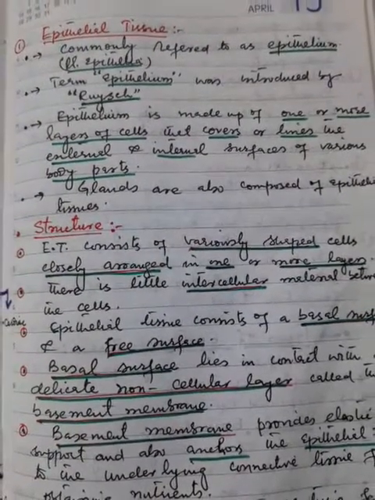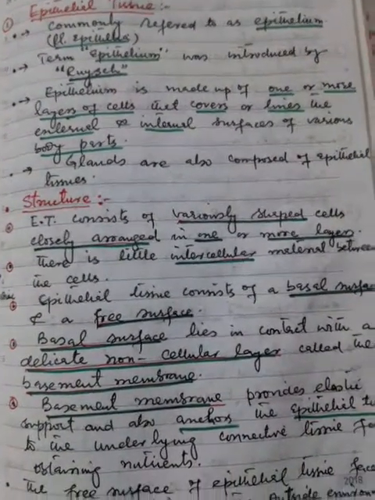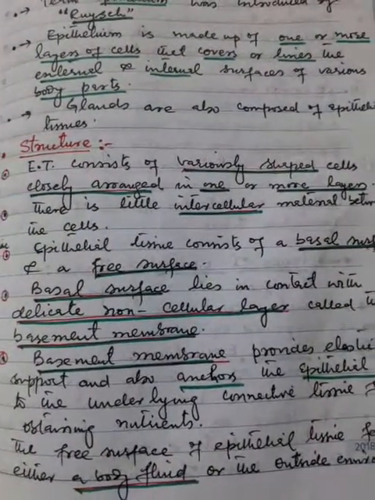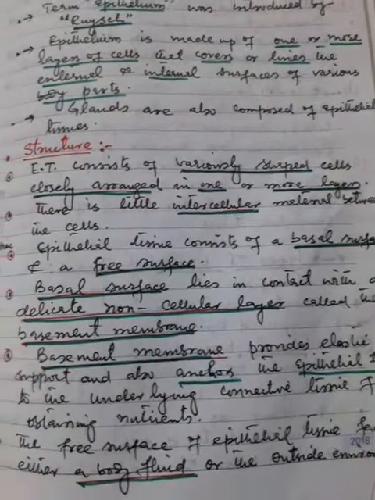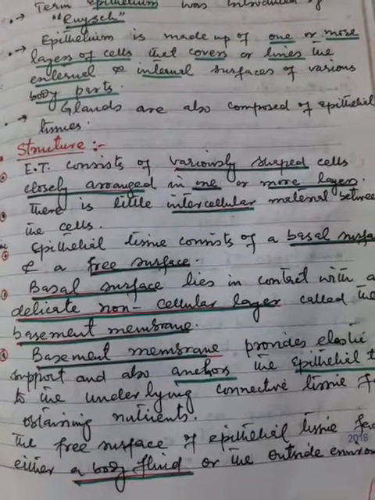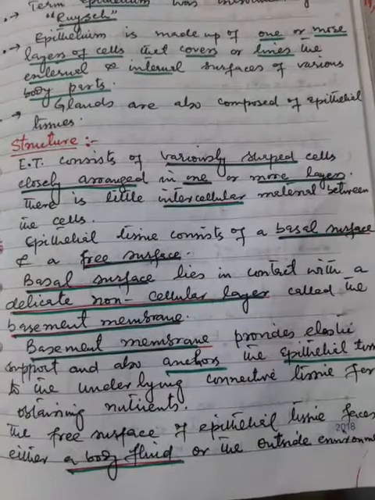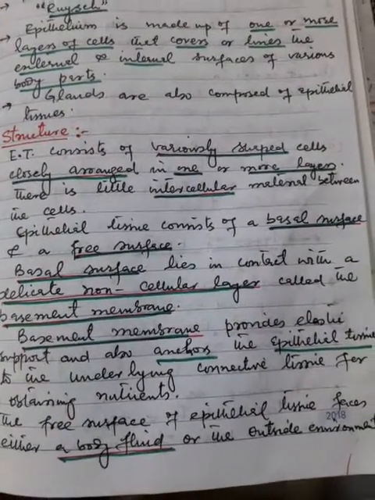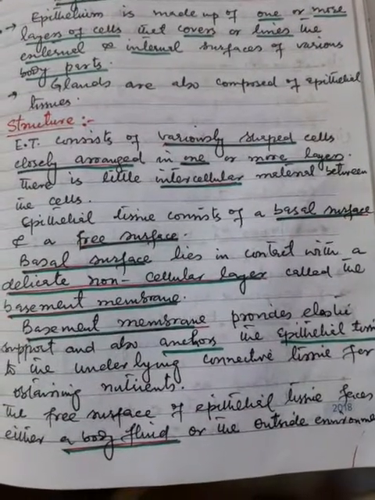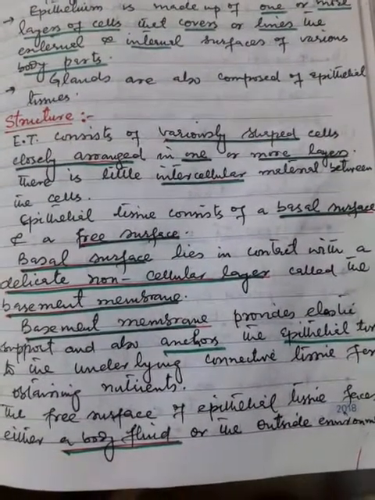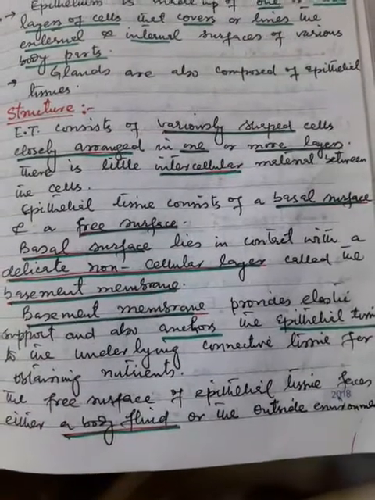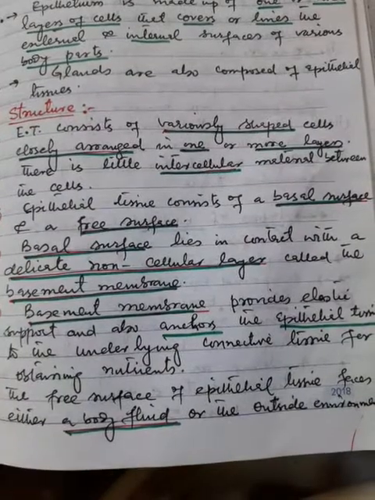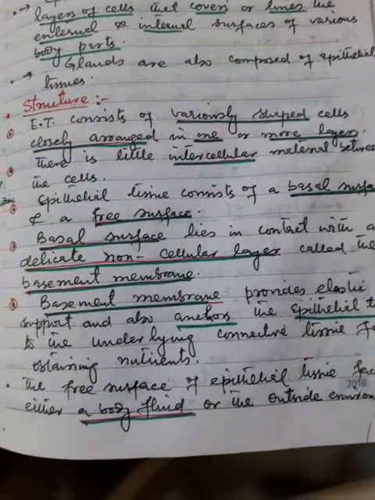Now, the structure of epithelial tissue. Epithelial tissue consists of variously shaped cells closely arranged in one or more layers. There is little intercellular material between the cells. Epithelial tissue consists of a basal surface and a free surface. Basal surface lies in contact with a delicate non-cellular layer called the basement membrane.